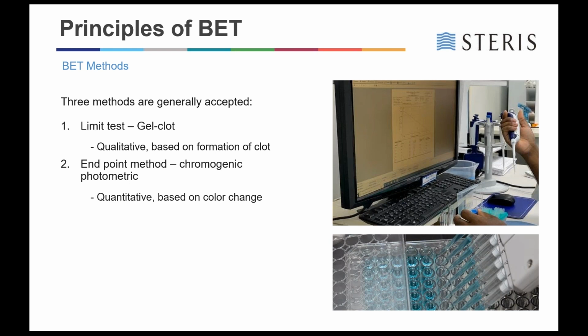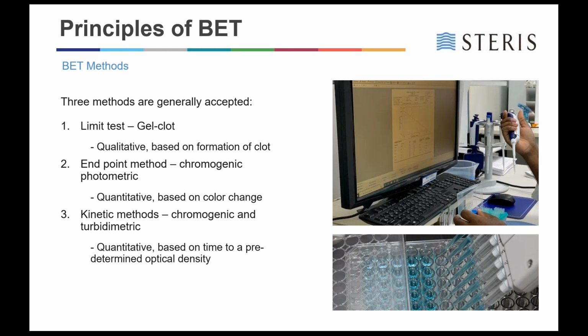The second one that we would consider is an endpoint method. An example of this would be a chromogenic photometric method. These are quantitative methods, and it's based on color change. So once the color change has occurred, the optical density is read, and the value is determined through linear regression on a curve. The third method is a kinetic method, and here we have both chromogenic and turbidimetric. These are both considered quantitative methods, and these are based on a time to a predetermined optical density.